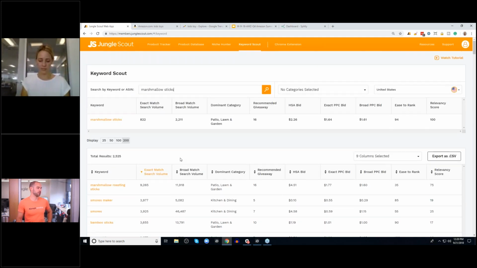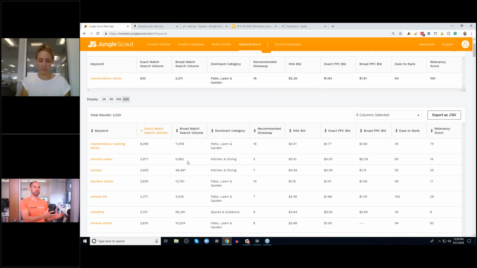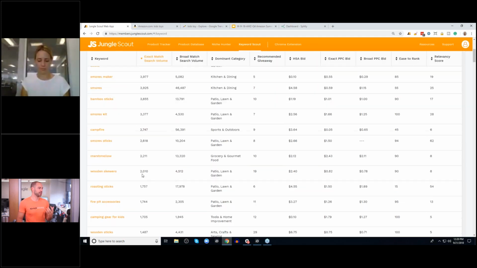So I searched for marshmallow sticks, and the way we compose this data is we looked on Amazon to see what keywords customers search and then end up buying marshmallow sticks. For example, people search for wooden skewers and then buy marshmallow sticks. People search for fire pit accessories and then buy marshmallow sticks. Back in the day before Keyword Scout, when I was doing my keyword research, I was frustrated because all of it would just be marshmallow sticks with a word before, in the middle, or after it.